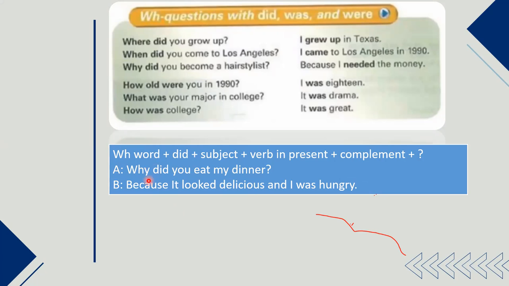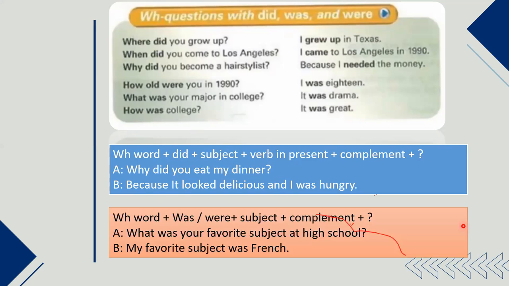So why is the WH word. Did, here, is the auxiliary, the subject is you, the verb in present, eat, complement, my dinner, and the question mark. And here is the answer, because it looked delicious and I was hungry. Now with the verb be, we are going to use the WH word, was or were, depending on the subject. Va a depender del sujeto. Plus complement, plus the question mark.